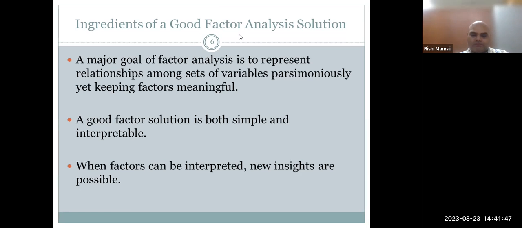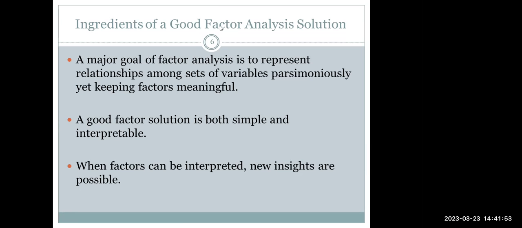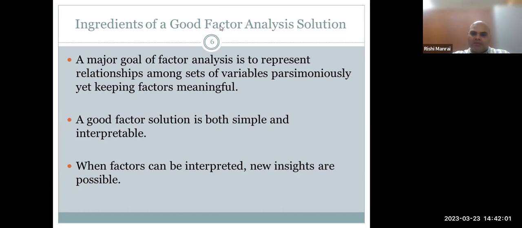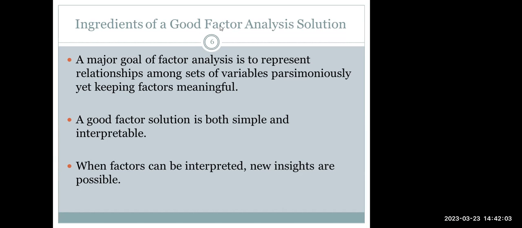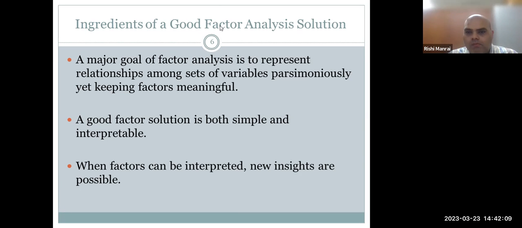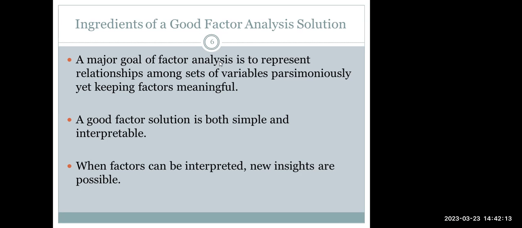Is it clear? Am I going too fast, or is it fine? Fine, sir. It's okay. And I hope you are all with me. Anybody who's not able to comprehend? Fine. Hello? Okay. So I'll continue further.